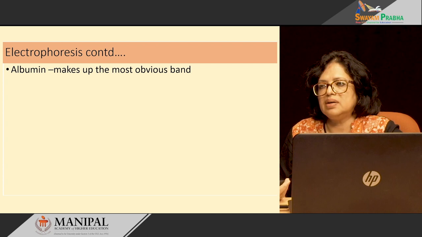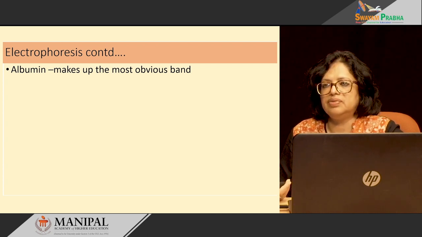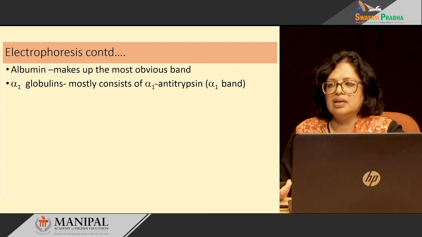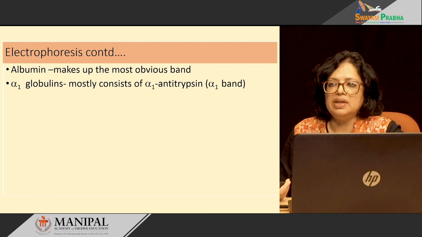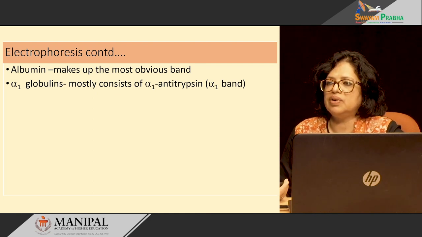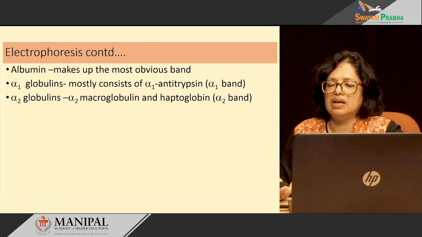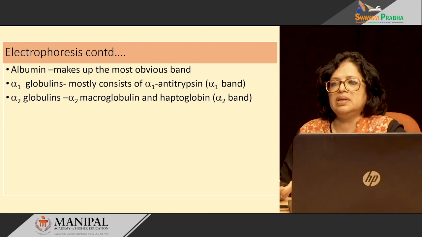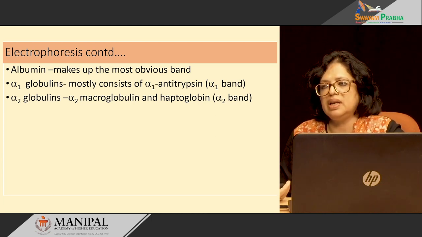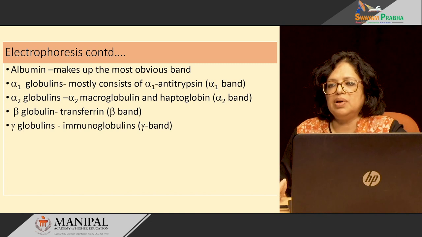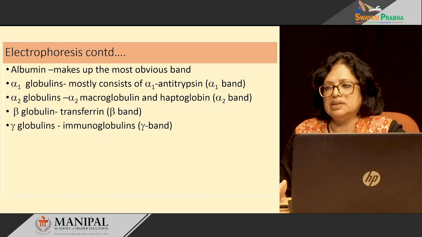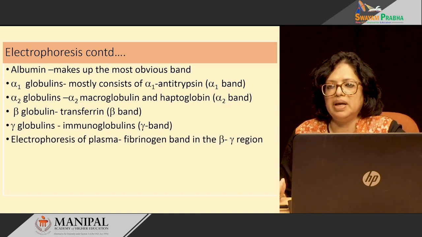Albumin makes up most of the obvious band, that is the first band that is there. We will be seeing the electrophoresis pattern. Alpha 1 globulins mostly consist of alpha 1 antitrypsin, which forms the alpha 1 band. Alpha 2 globulins are mainly alpha 2 macroglobulin and haptoglobin. Beta globulin is the transferrin. Gamma globulins are the immunoglobulins, which form the gamma band.